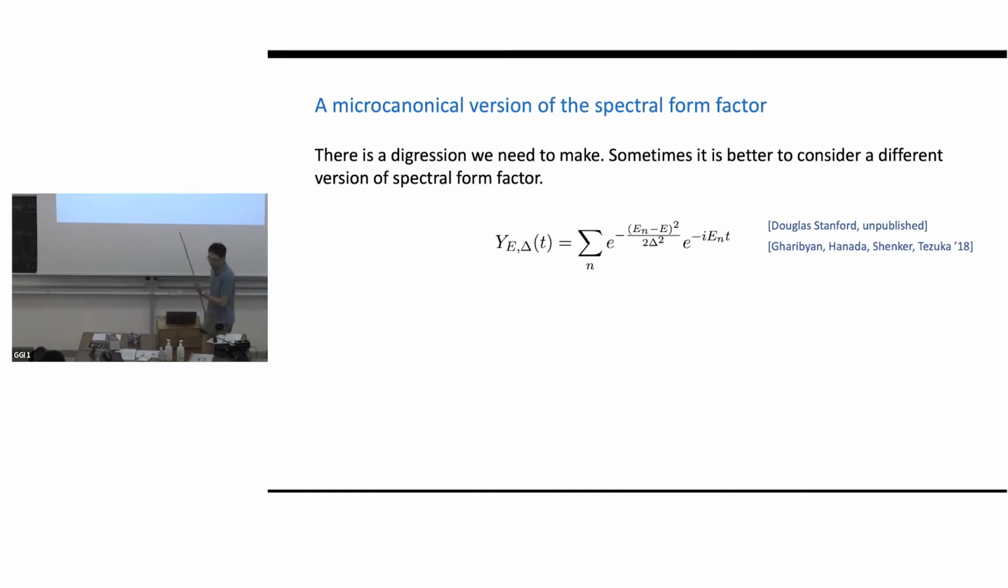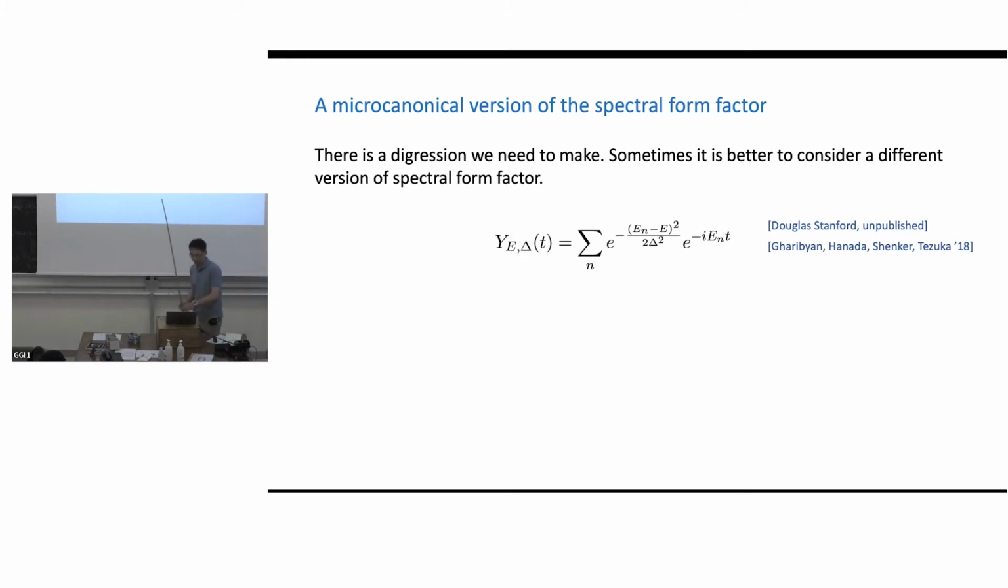Now, there is a digression that I want to make here. Rather than considering the canonical version of the spectral form factor that people usually discuss, sometimes it's actually better to consider a different version, which I call the microcanonical version. Instead of summing over all the energy eigenstates with a Boltzmann factor, here I'm summing over all the phases with a Gaussian window centered around some particular energy E and with some width delta. I will follow the convention in the literature and denote this quantity by Y here.